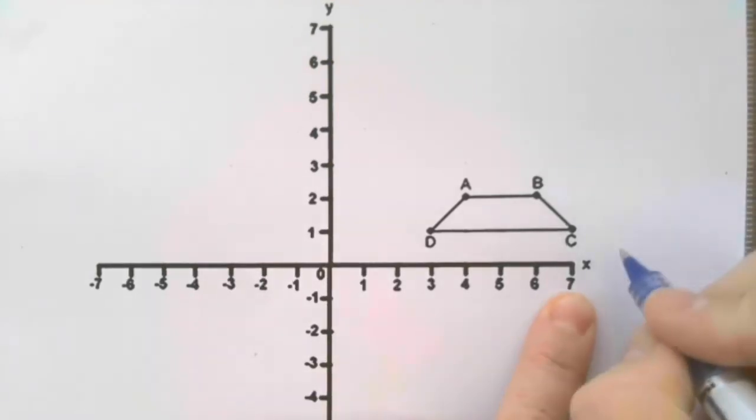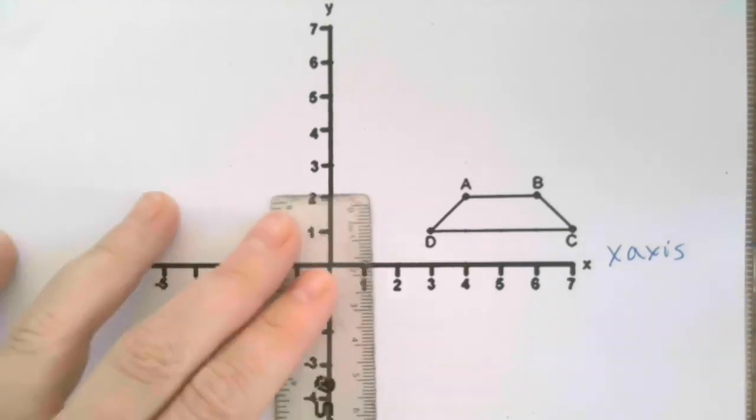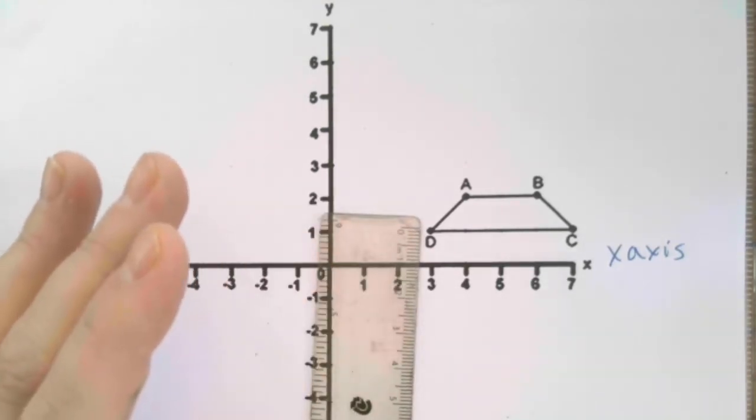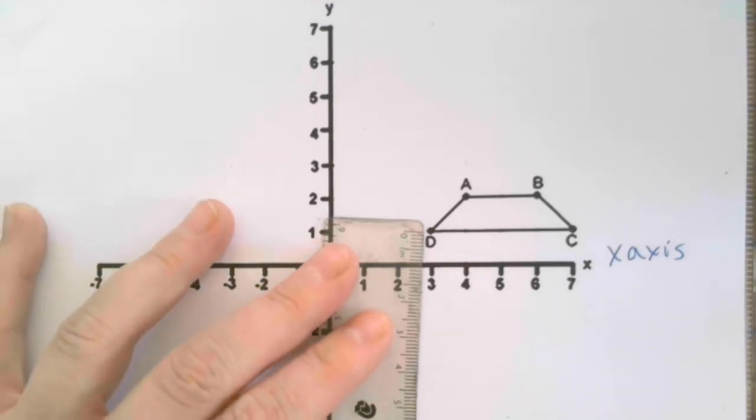This is your x-axis. Now remember on the other shape that we drew that the line of reflection is the perpendicular bisector of the line joining each vertex.